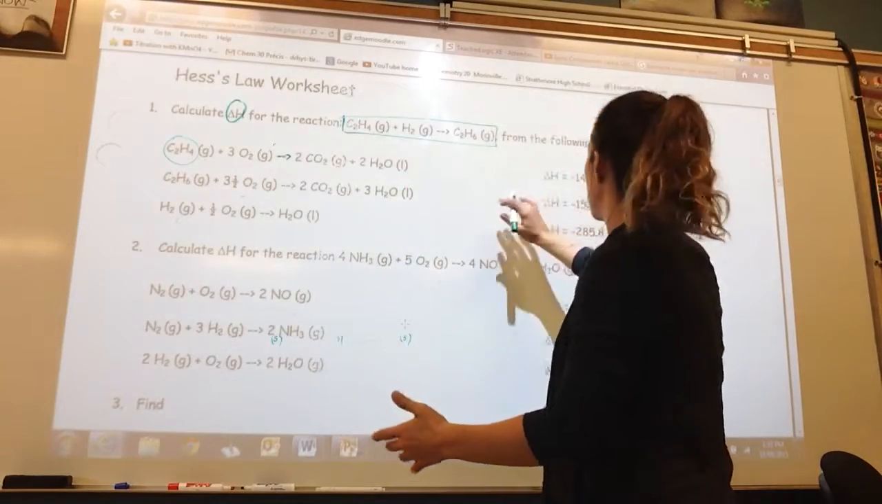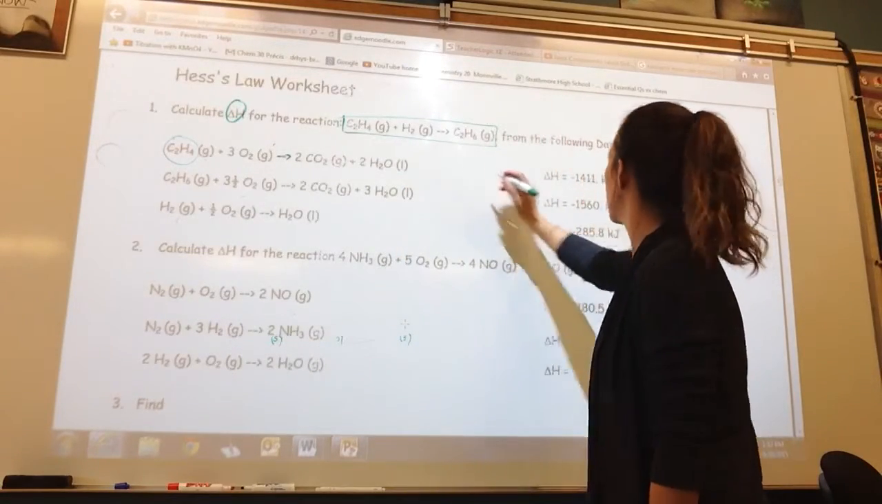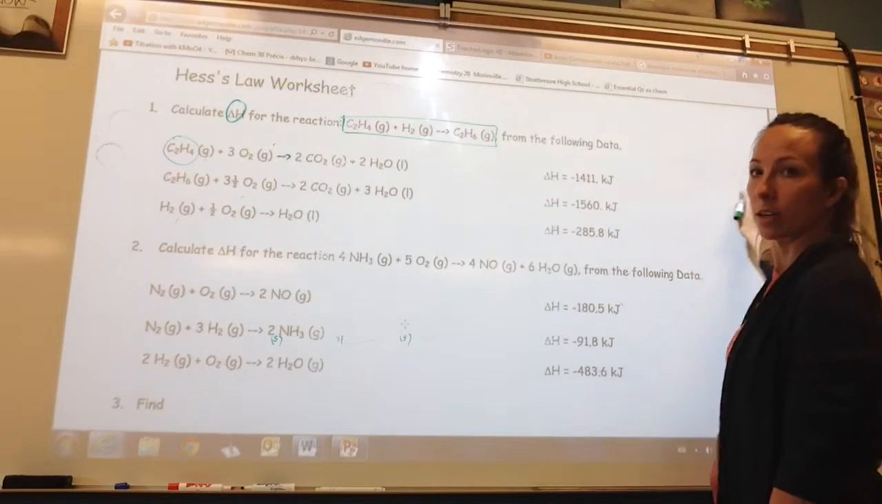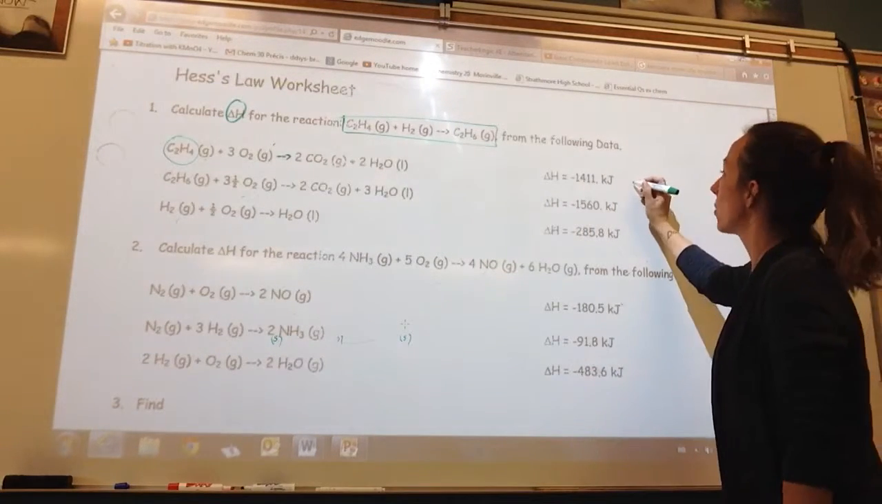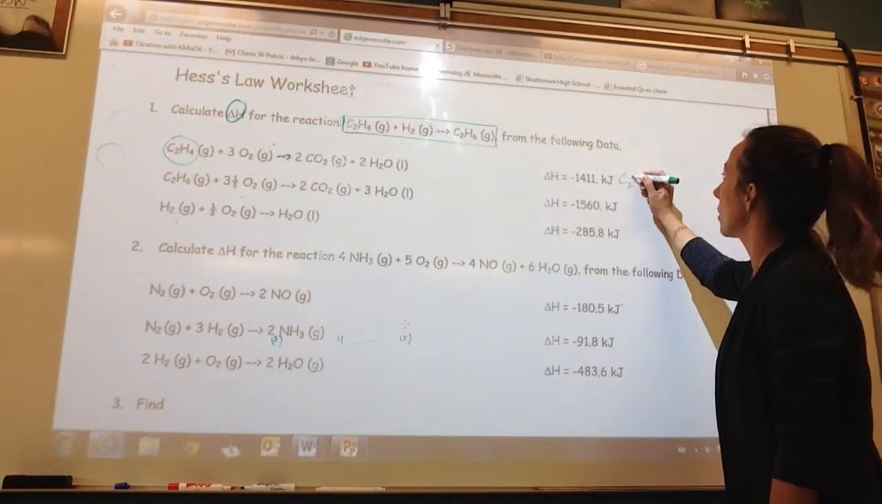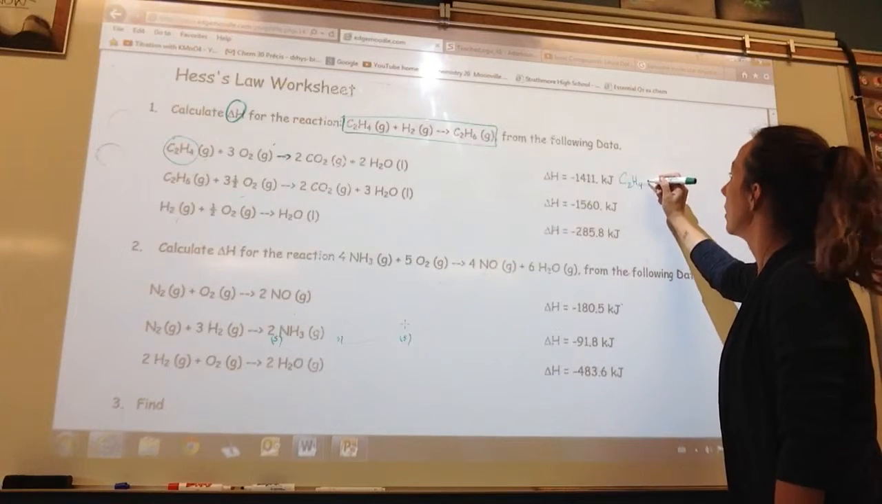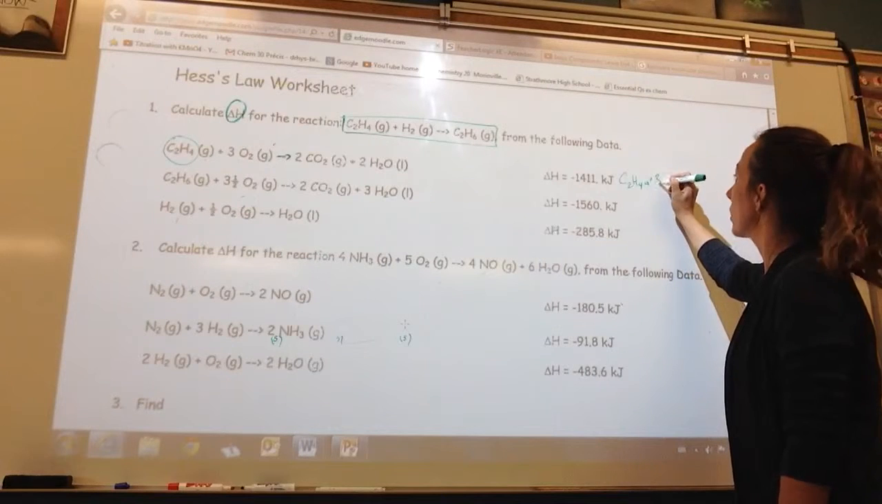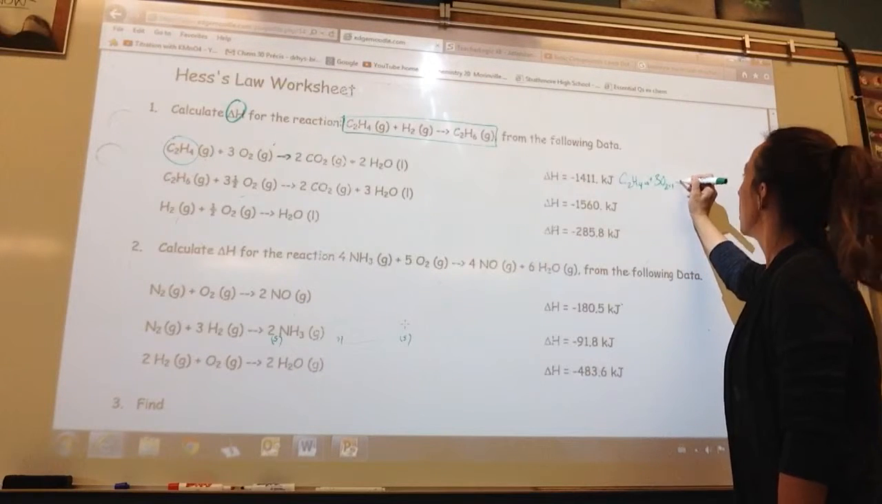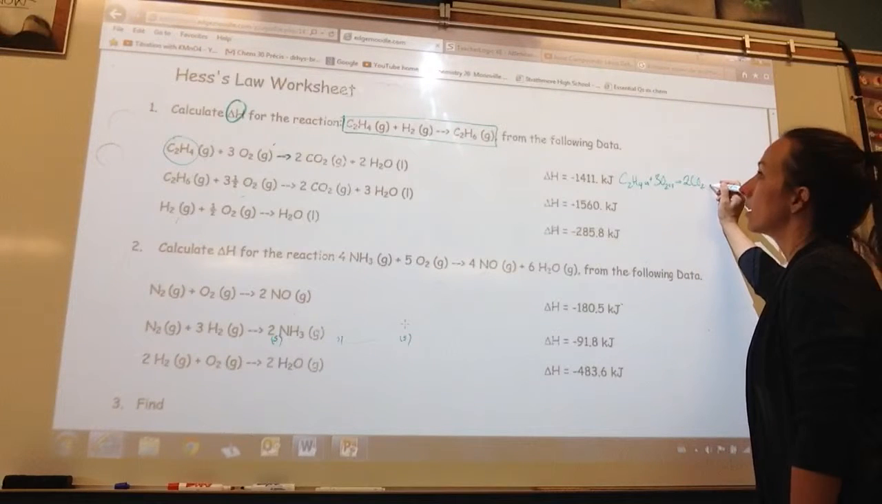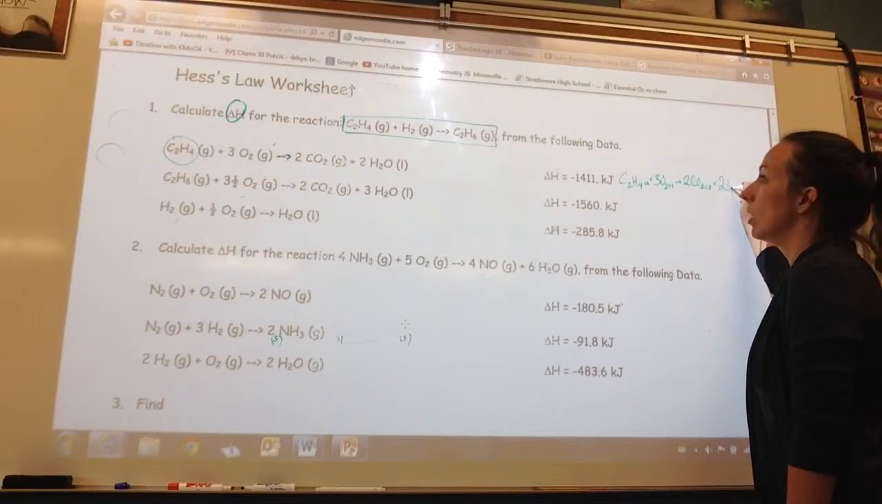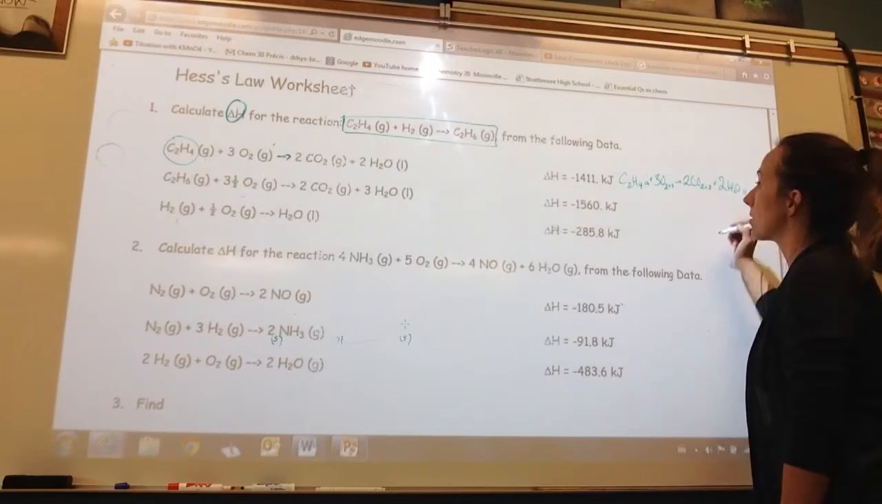And do you know what? I'm just going to write it out, because otherwise it gets a bit messy. Okay, so I'm going to write it out on your page somewhere. C2H4 gas plus 3 O2 gases yields 2 CO2 gases plus 2 H2O liquids.